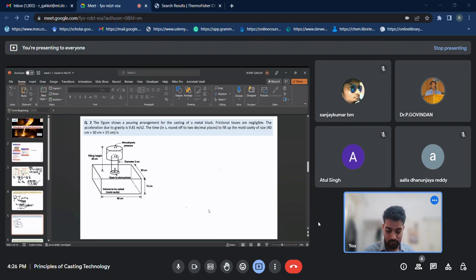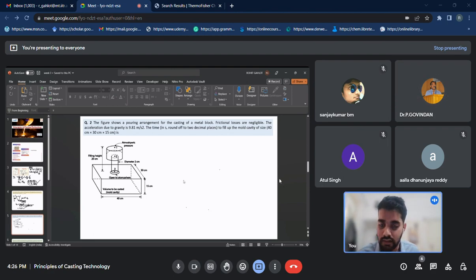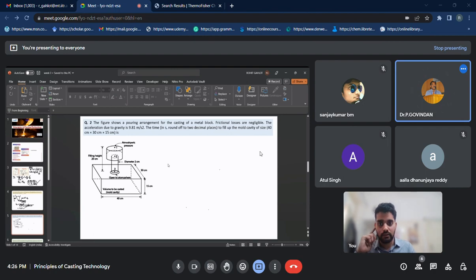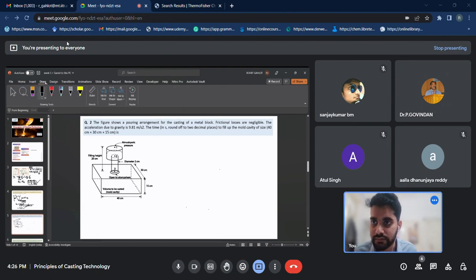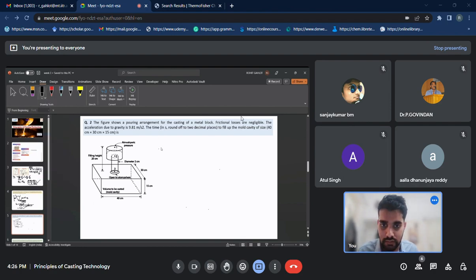So is it 28.93 seconds? Yes, it's the right answer. Has anyone else also got the answer? So 28.93 seconds. Right. So I will briefly write how it is solved.